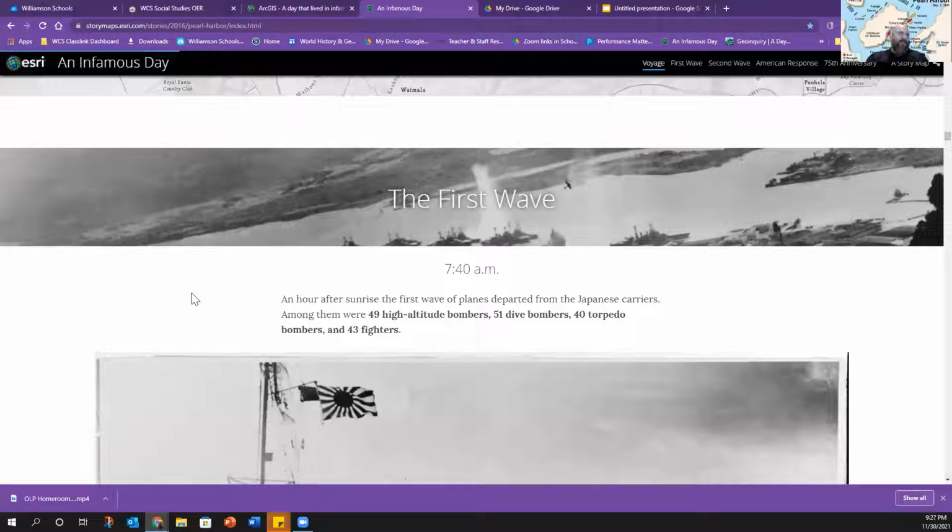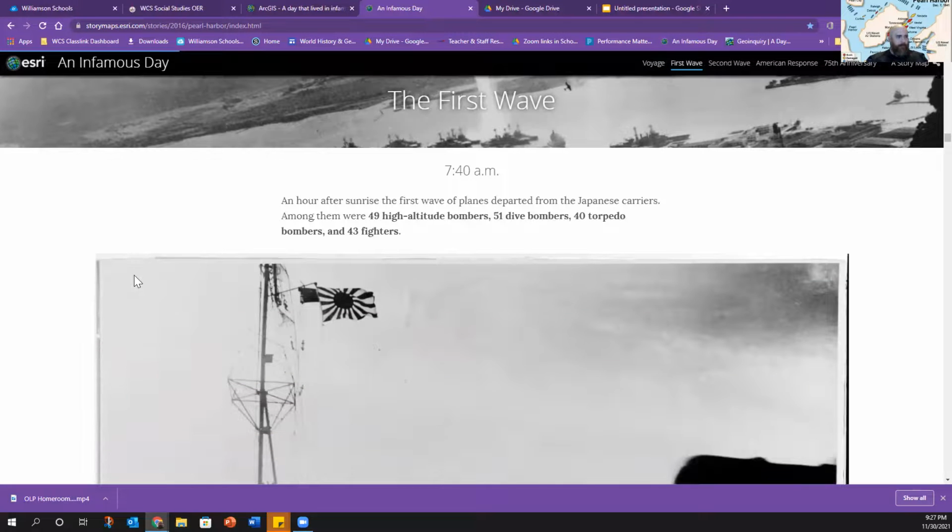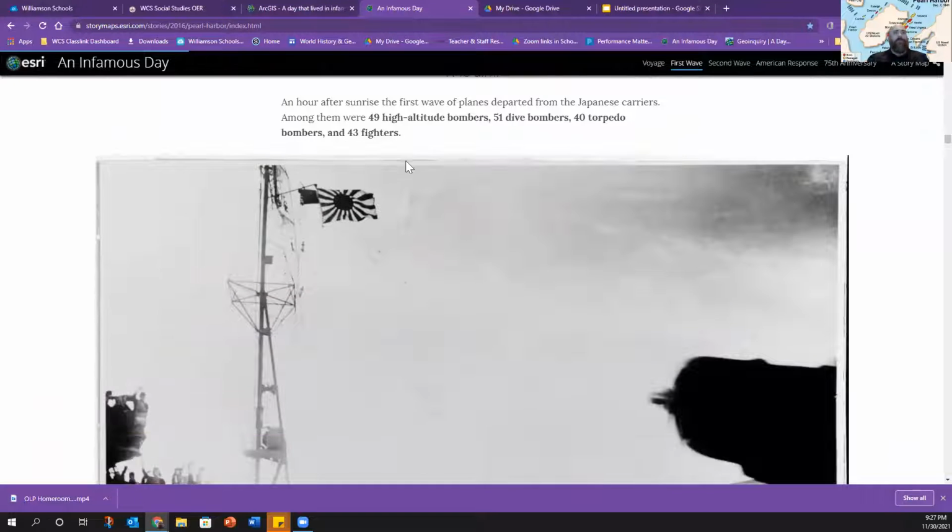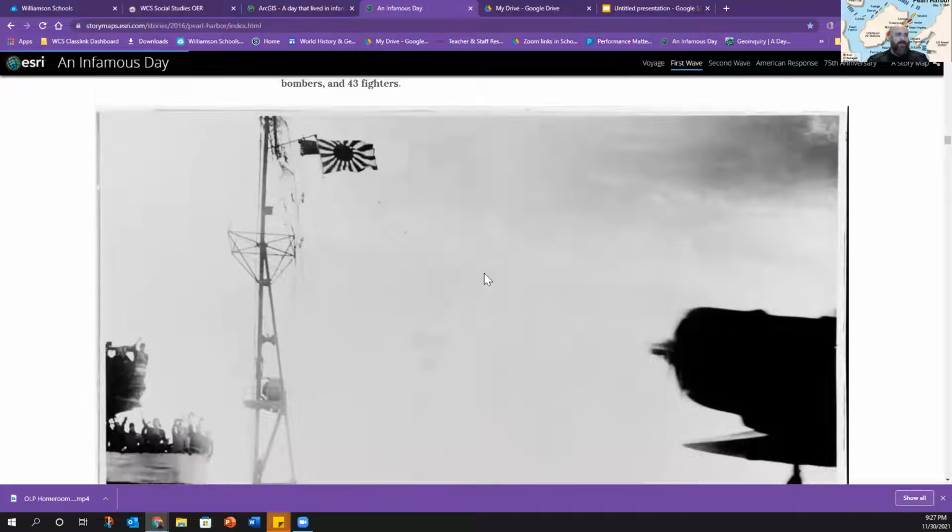You saw the first wave as it came about. So you have 49 high altitude bombers. You have the 51 dive bombers, which is what a lot of people remember from this, with the fighters and the dive bombers crashing into ships, the kamikaze fighters who, when they take off, know that they're not coming back, right? So basically you've got a total of 100 bombers, 40 torpedo bombers, so basically 140 bombers, and then 43 fighters. And so here they are.